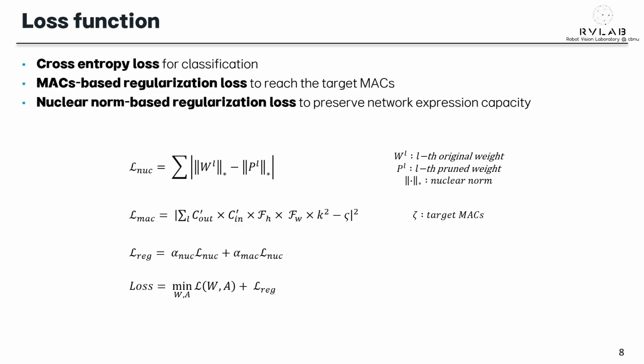To summarize, the loss function we utilize is as follows. First, we utilize cross entropy as classification loss. Second, to compress the network to the desired compression ratio, we use MAC-based regularization loss. We also add nuclear norm-based regularization loss to maintain the expression capacity.